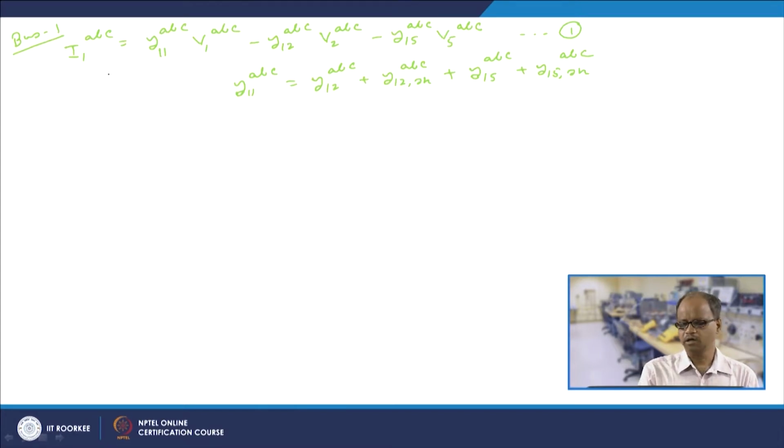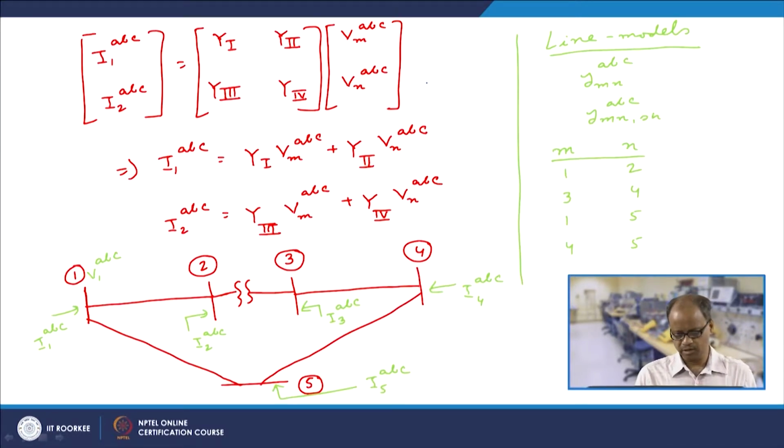and we have also written the equation corresponding to bus 1 as shown here, and now we would be writing the equations for bus 2, bus 3, bus 4 and bus 5, and after that we would be writing those equations in a matrix form to ultimately form the Y-bus matrix.